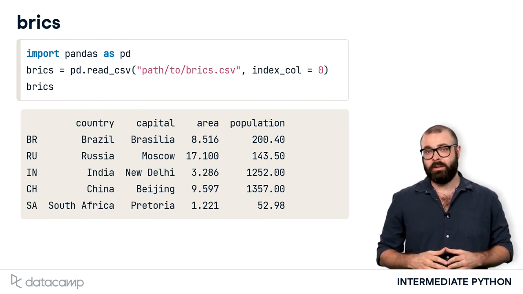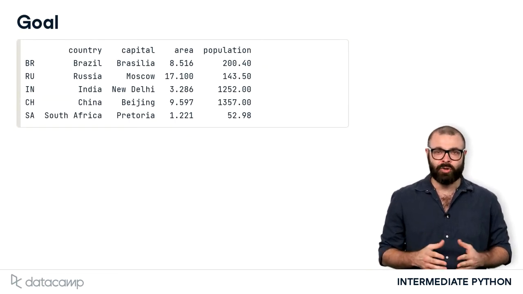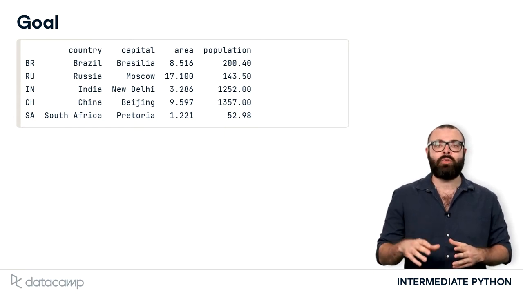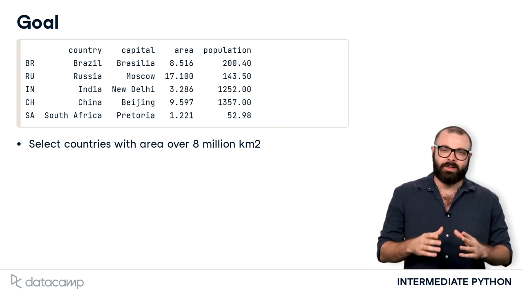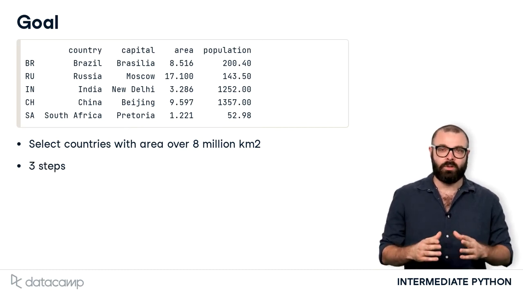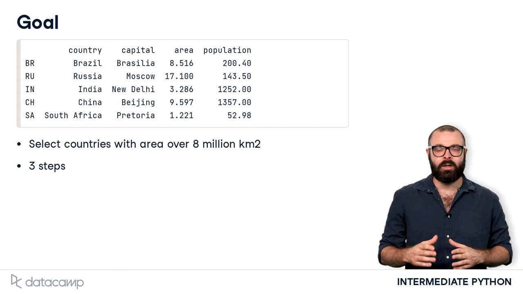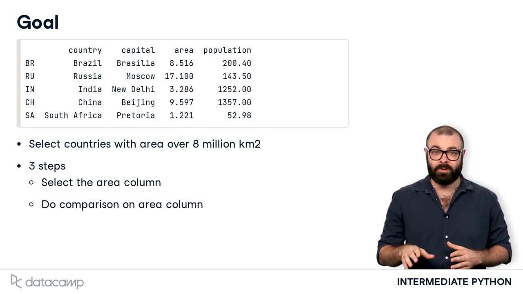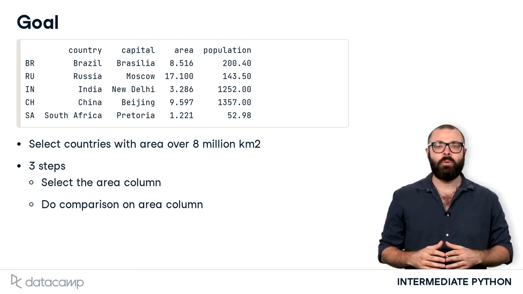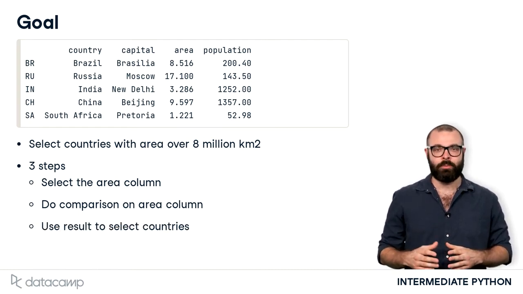Here it is. Suppose you now want to keep the countries, so the observations in this case, for which the area is greater than 8 million square kilometers. There are 3 steps to this. First of all, we want to get the area column from bricks. Next, we perform the comparison on this column and store its result. Finally, we should use this result to do the appropriate selection on the data frame.